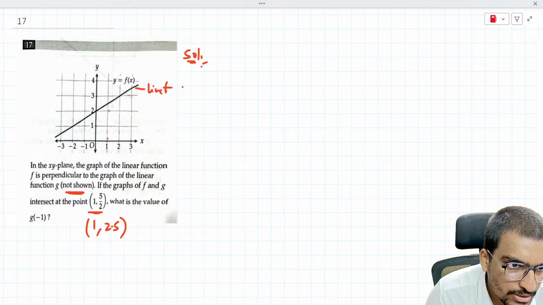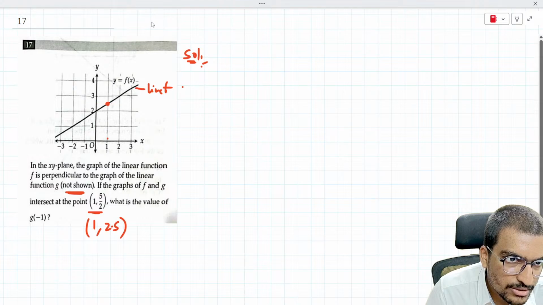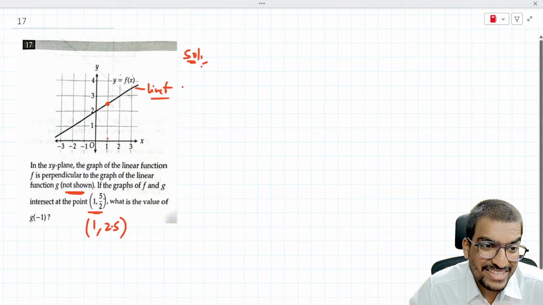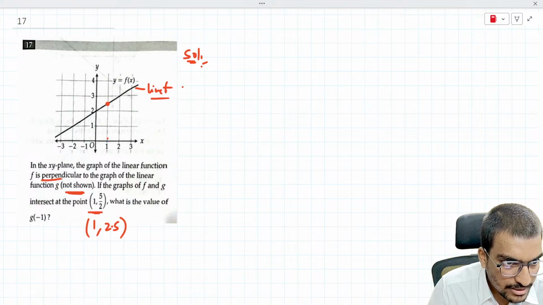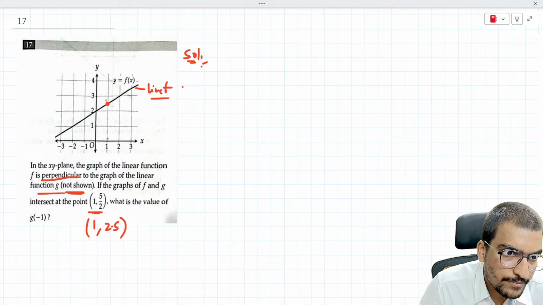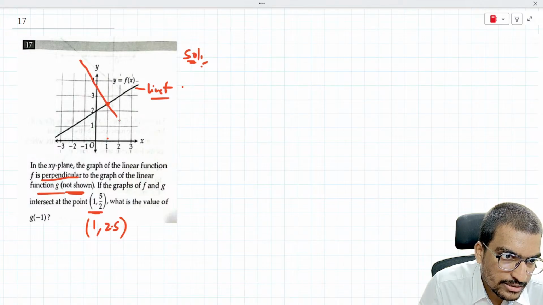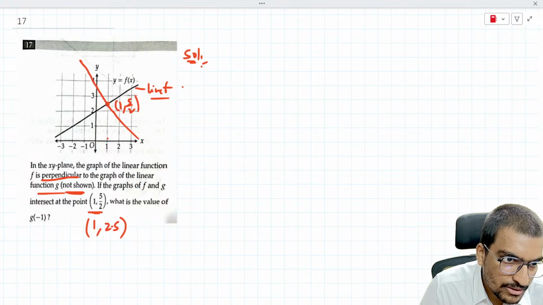Where is 2.5? This is 2. Somewhere here, this is 2.5. This is 3 and this is 2. So somewhere here, these two, line f and line g intersect. And they are perpendicular, they said. F is perpendicular to g. So I draw a line like this. So they are intersecting at 1 comma 5 by 2 and they are perpendicular like this.